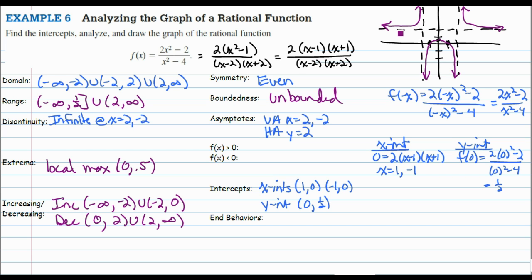The parts of the function that are above the x-axis, so the y values that are greater than 0, occur all the way from negative infinity up until the vertical asymptote.